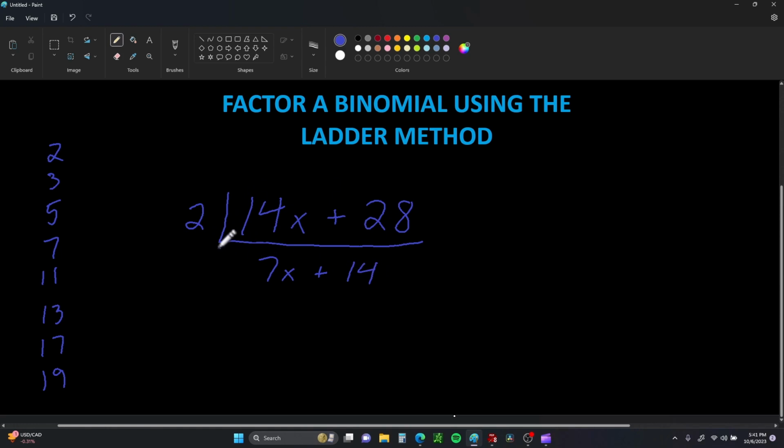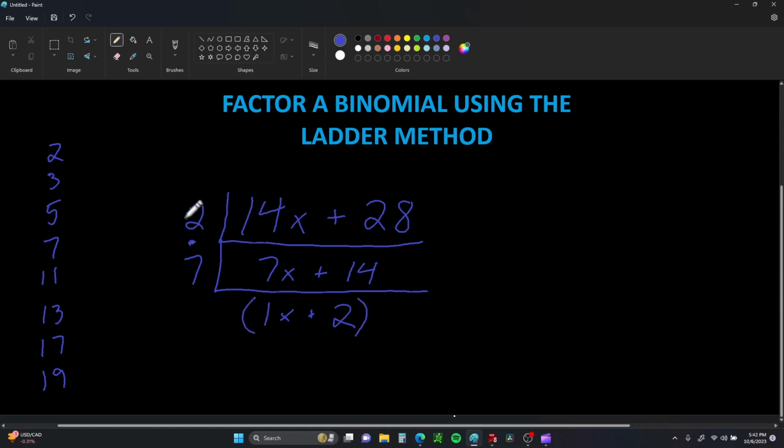I'm not done because if you look at this, 2 doesn't work anymore, 3 doesn't work, 5 doesn't work. 7's a prime number, but 7's on my list here, so I can take out a 7 from both of these. So I put a 7 over here. 7x divided by 7 is 1x, and 14 divided by 7 is 2. Well, this is a prime number. That's a unit number, so we're done.